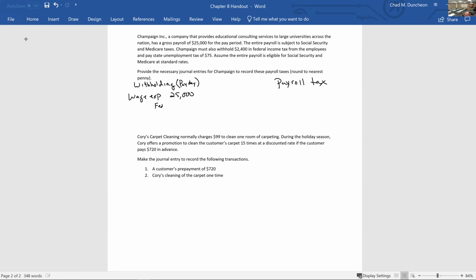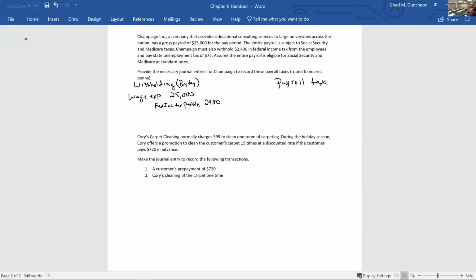So we'll say that's federal income tax payable. We are taking it away from the employees. We are holding it to pay the federal government. So there's a liability that we will pay off later. Then it has state unemployment tax. Okay, that is not a withholding because it's not an income tax. The unemployment tax is part of the payroll taxes that we'll do in a little bit.